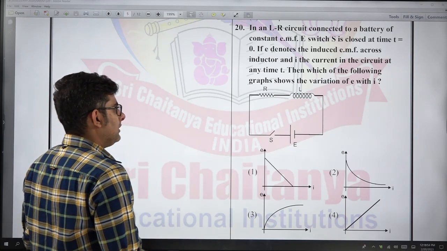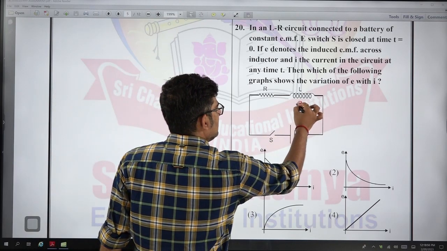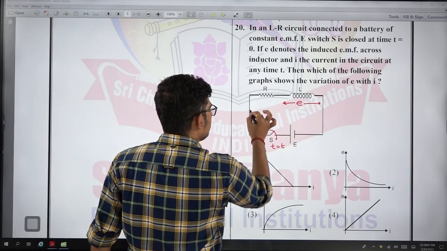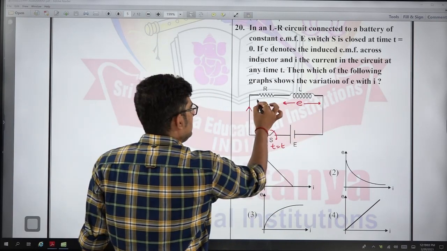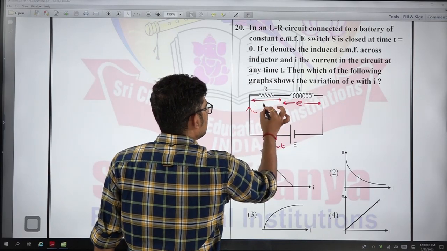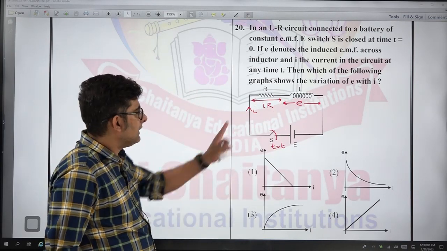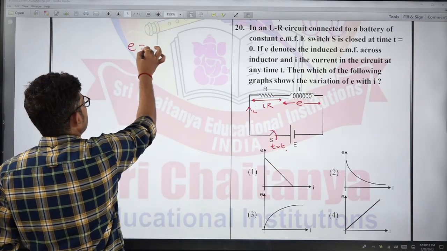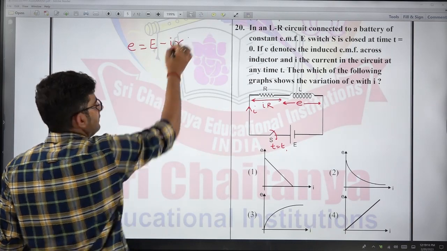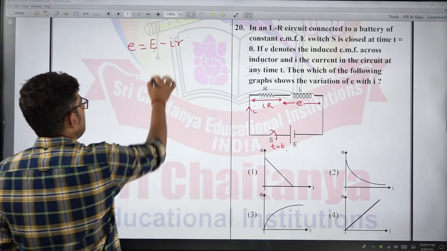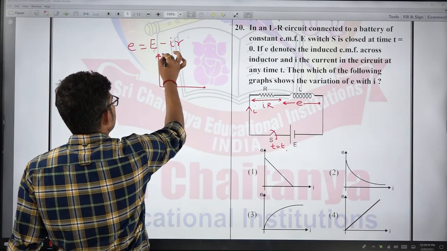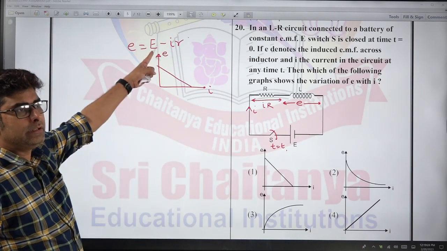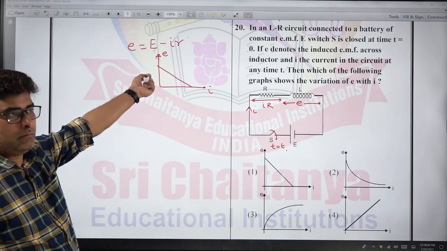Fine. Now can you see that the EMF is E at any time t equals t, suppose current flows. So here this voltage will be how much? And the sum of these two will be equal to capital E. So what is small e? Small e is nothing but capital E minus IR. So they are asking the graph, it is a straight line graph. That's it. When I increases, small e will decrease.